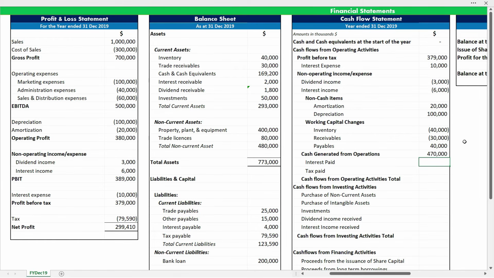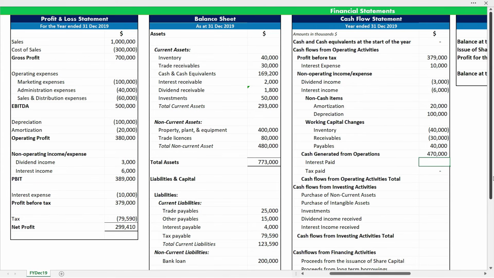Now we have to talk about interest paid and tax paid. Let us talk about tax paid first. It is simple. So tax, you can see in my profit and loss statement, is $79,590. And this is the first year of business, and you can see that all the tax of $79,590 is still payable in my balance sheet, which means that you haven't paid anything at all in taxes this year. So tax paid is going to become 0.